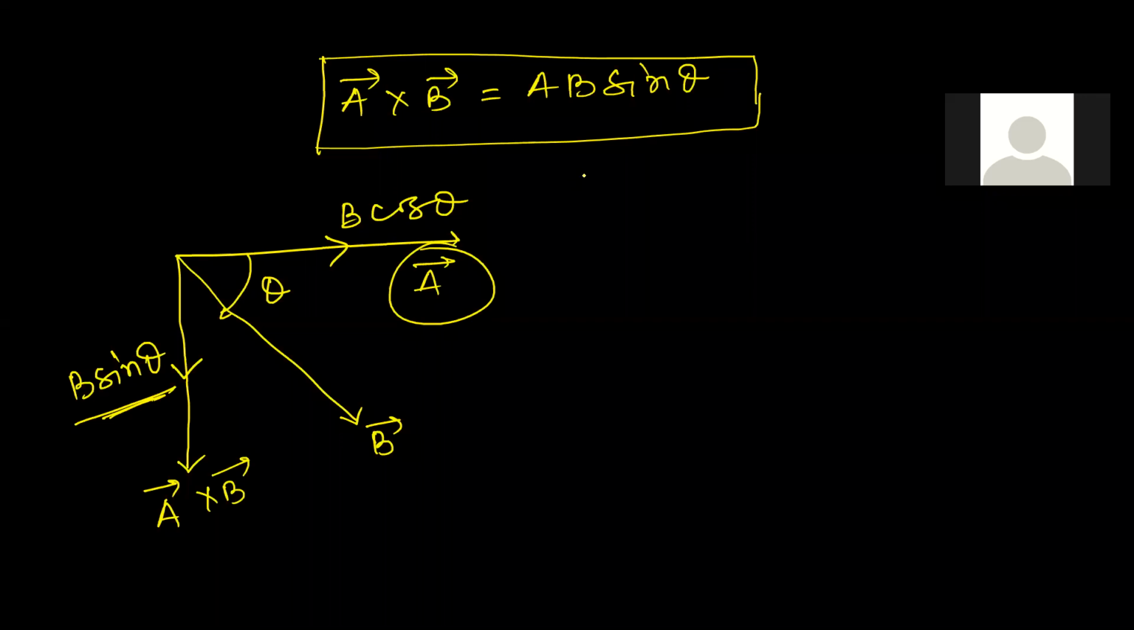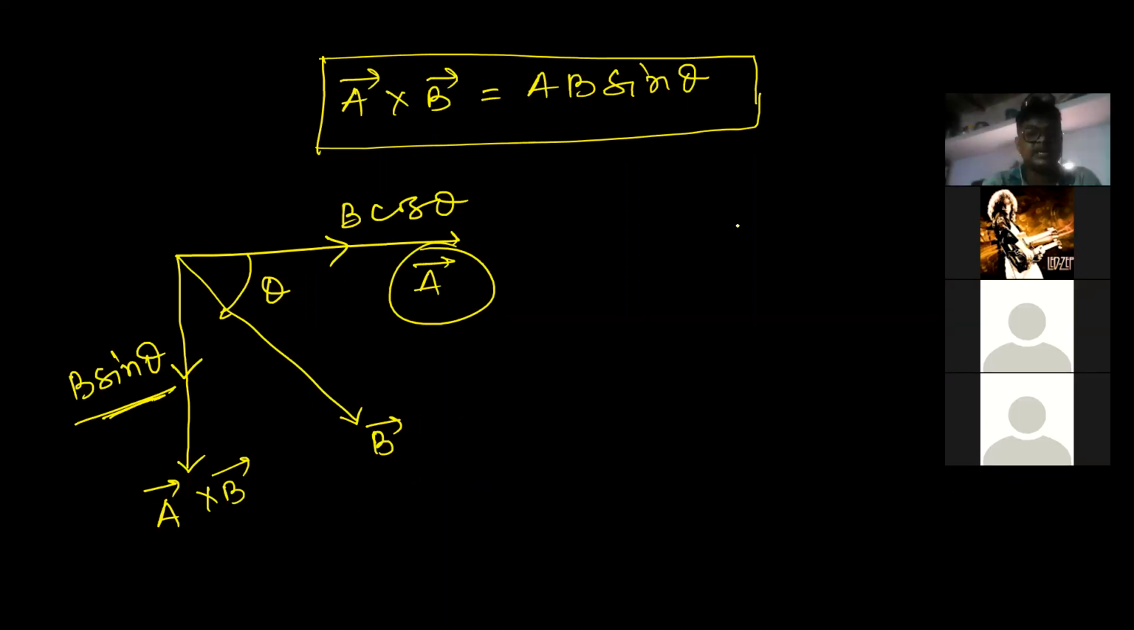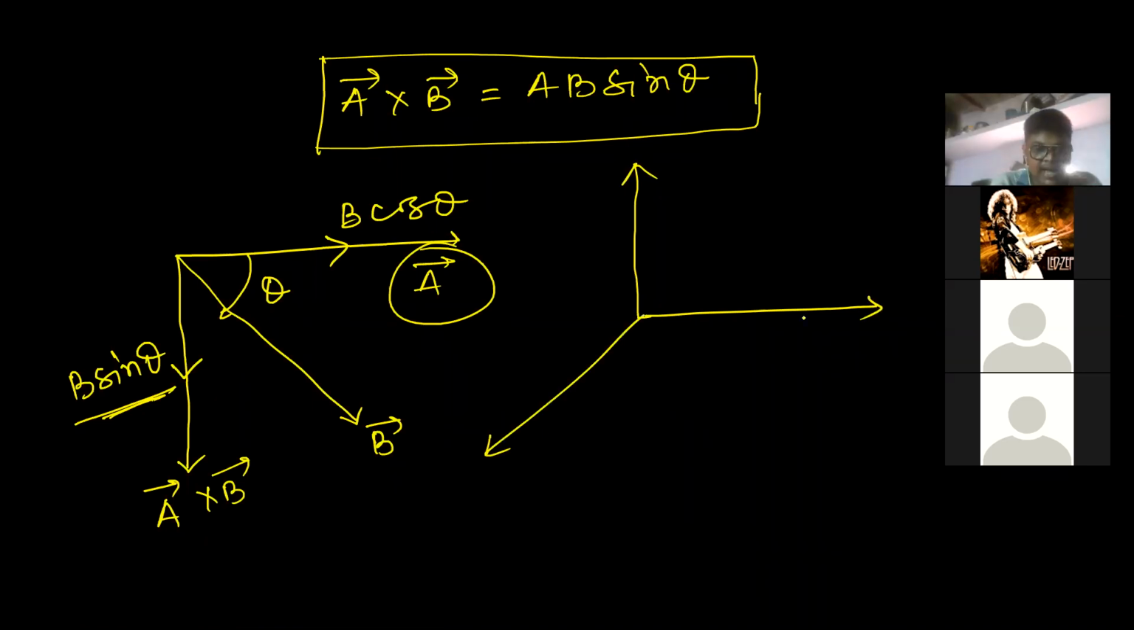But for the unit vectors, the process to find their cross product is different. Suppose this is the coordinate axis: the horizontal one is the x-axis, the vertical one is the y-axis, and this one is the z-axis. Along the horizontal axis, the unit vector is i cap. Along the vertical axis, the unit vector is j cap, and along this one, the unit vector is k cap. Sorry, by mistake I have written z. It should be k cap.